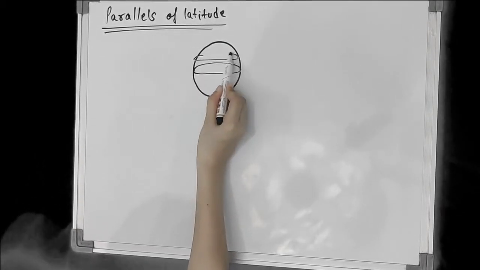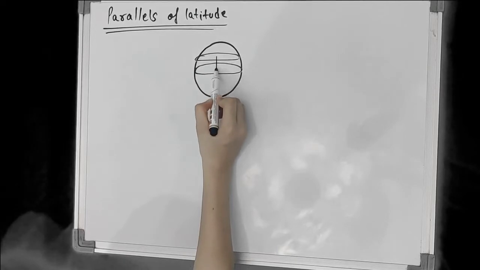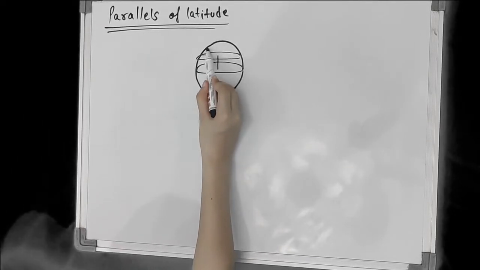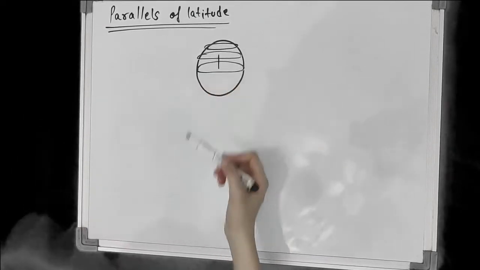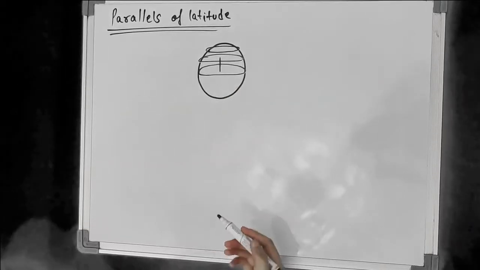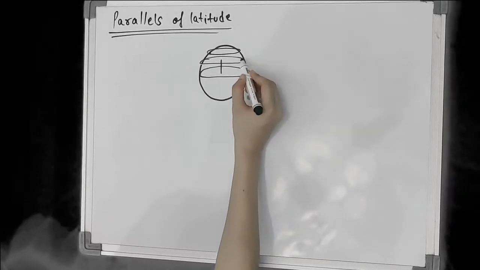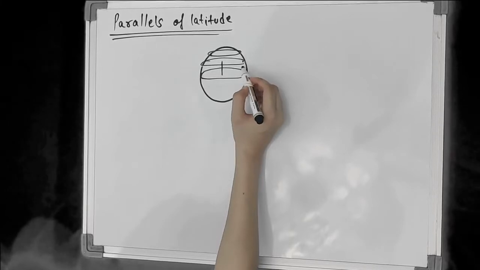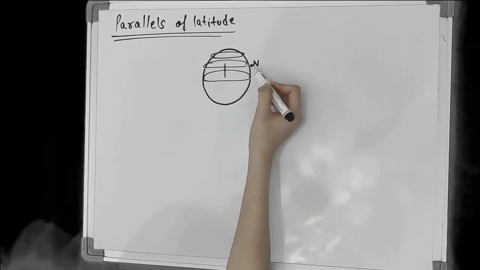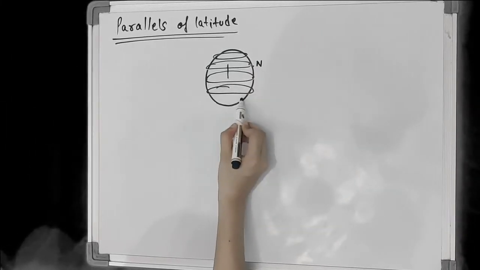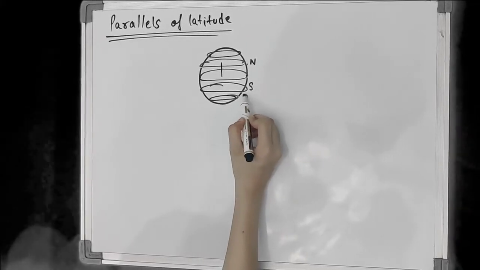These are the small circles and their plane is parallel to the plane of equator. So these are parallels of latitude, and their function is to indicate north or south of the equator. This is north of the equator, and these parallels of latitude will indicate south of the equator.